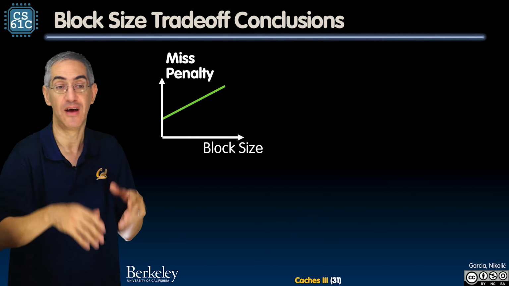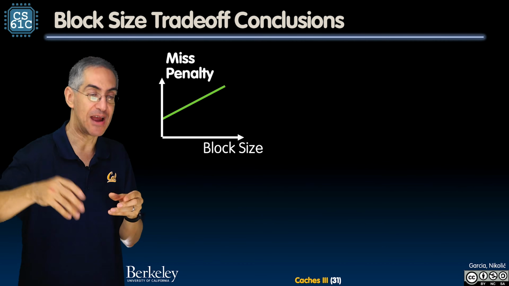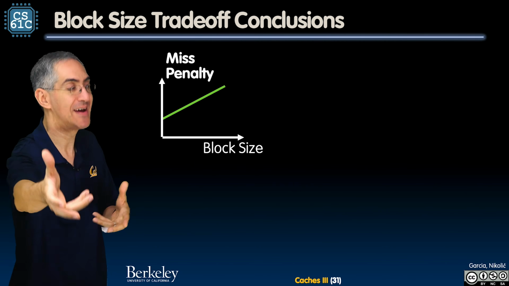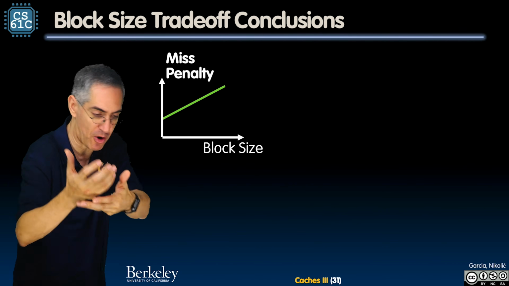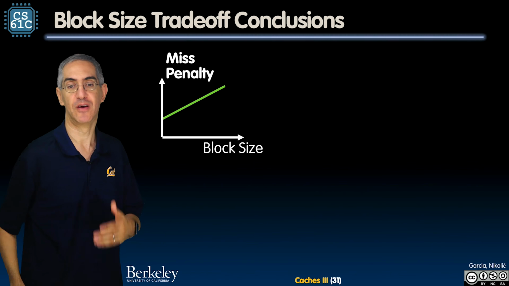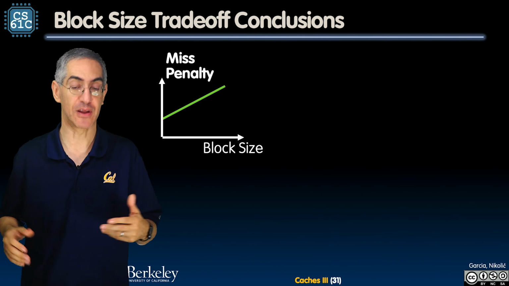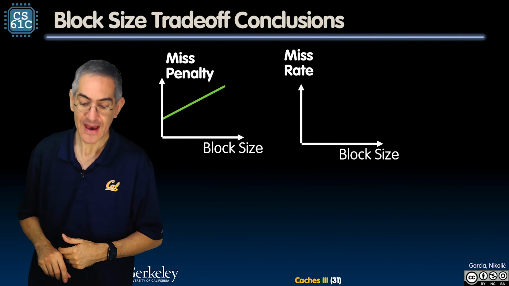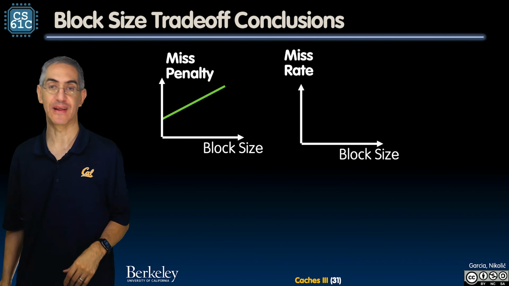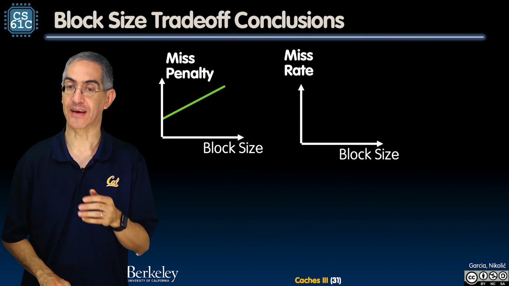There's probably some overhead of going to Sacramento, period, but then every extra thing I'm grabbing is slower to grab, put in my arms, and walk across. So miss penalty goes up linearly with block size. How does miss rate relate to block size? That's the kind of interesting thing.